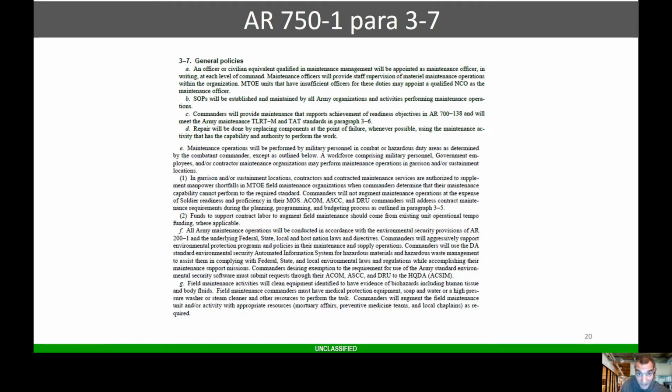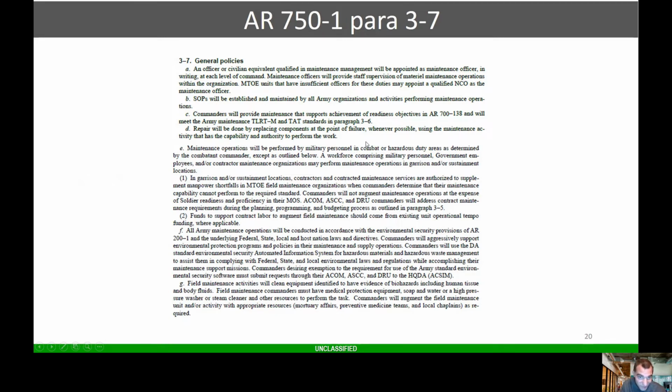So here you go, 750-1, paragraph 3-7, general policies, like we talked about. An SOP will be established and maintained by all Army organizations and activities performing maintenance operations. All right, so keep that in mind.